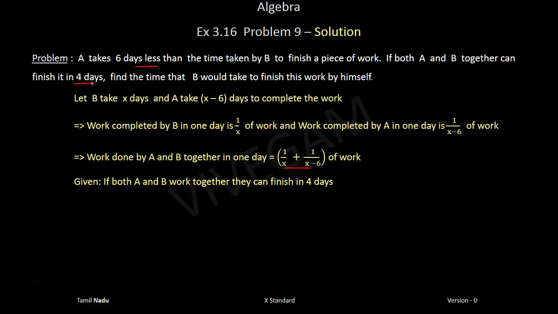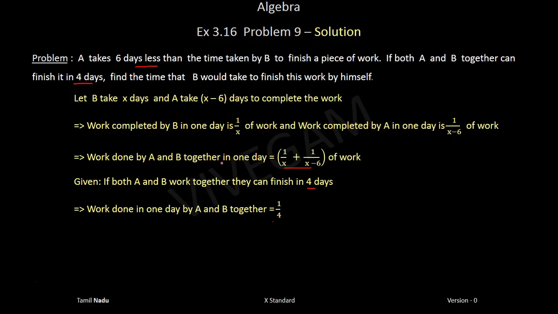So, in one day, how much they will complete? Work done in one day by A and B will be 1 by 4. That's what the formula says, right? Work completed in a day equals 1 divided by the number of days they take to finish. Here they are taking 4 days to finish. So work done in one day will be 1 divided by the number of days, which is 4. So work done in one day by A and B equals 1 by 4.